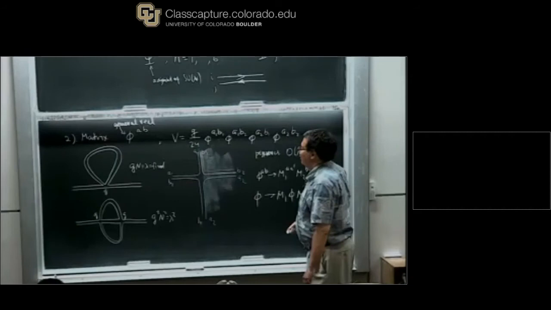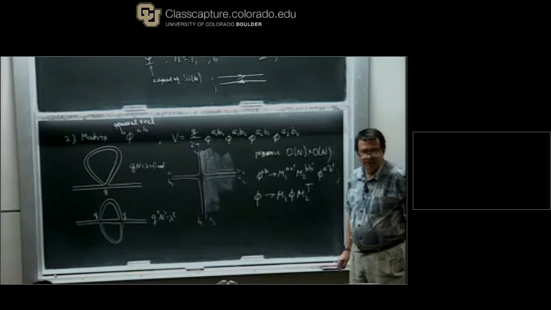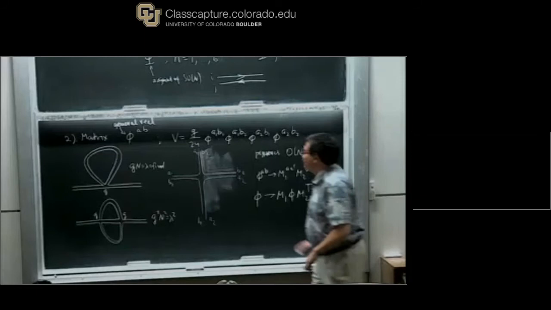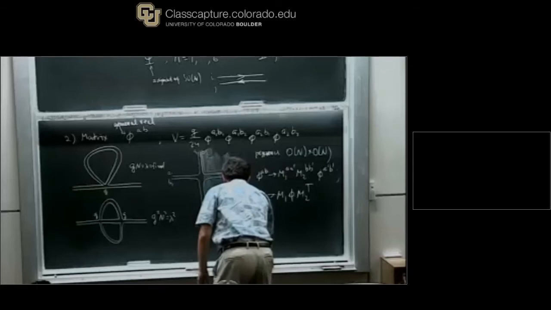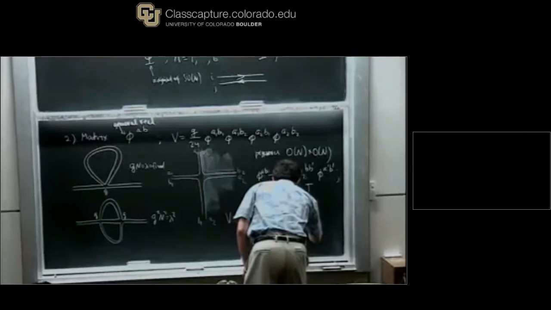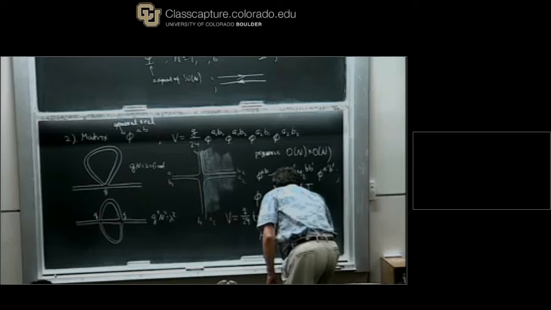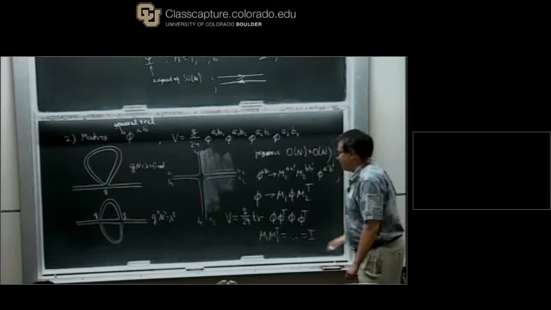By the way, just as a minor distraction, in terms of matrix multiplication, how would you write this product? Any guesses? Yeah, good. Phi phi transpose, right? So you can write V in this matrix language as g over 24 trace of phi phi transpose, to the second power. And then you can easily check that when you plug in this transformation and use the fact that M1 transpose M1 and so on is equal to the identity, you clearly see the invariance of this interaction.